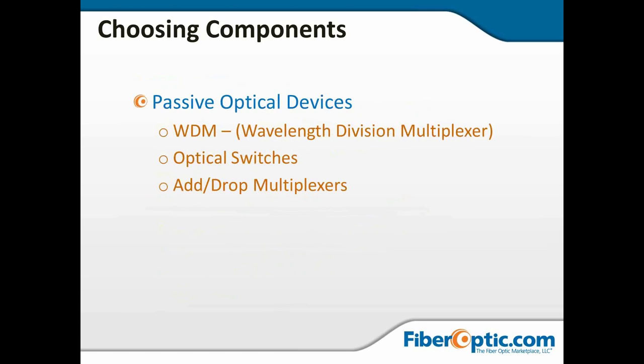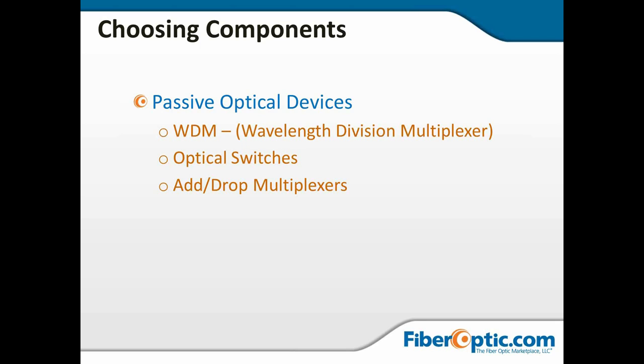Now, of course, we've got passive optical devices: wavelength division multiplexing, add-drop multiplexers, optical switches. We could also talk about passive optical networks or splitters. But with wavelength division multiplexing, we're basically doing a channel combiner like in the old coax world. All the different wavelengths, we pack them together with a combiner onto a single piece of glass.